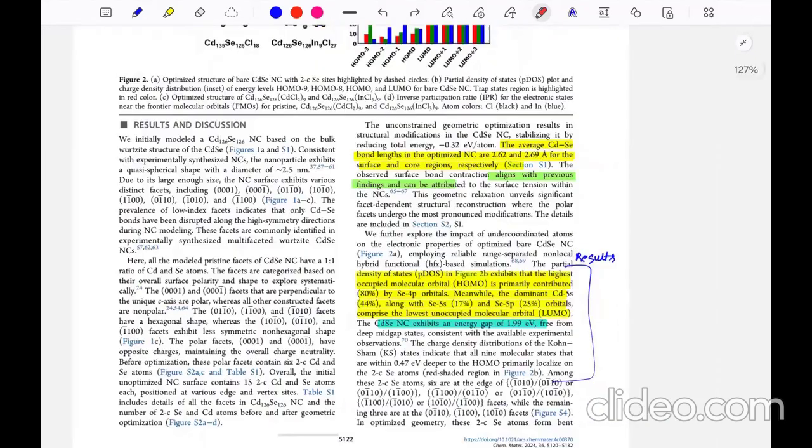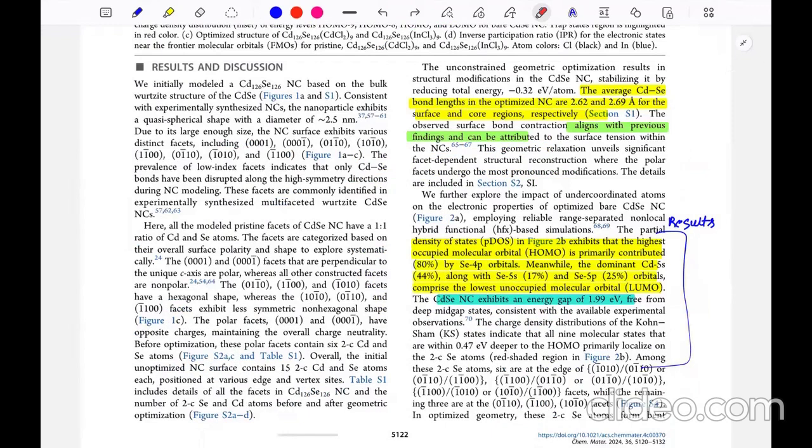Now moving on to the results and discussion part. So we can clearly see this is the result. The average cadmium selenide bond length in the optimized nanocrystal. First they have taken the unoptimized crystal structure of the nanocrystal, then they have optimized it, and then they have found the bond lengths, and these are 2.62 and 2.69 angstrom. And this is surface bond contraction, like you can see the surface bond is shorter as compared to that of the core one.